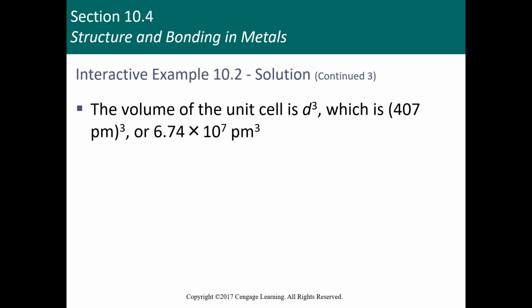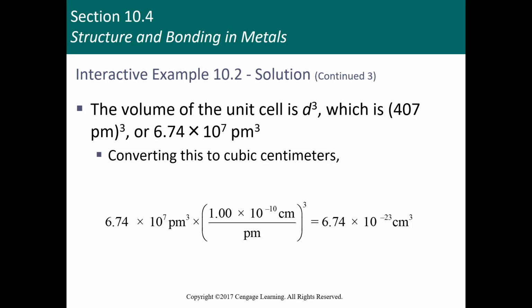All right, so our volume of a cube is the sides multiplied by each other, so d times d times d, or d cubed. So that's 407 cubed. That would give us 6.74 times 10 to the 7th picometers cubed. We can convert this to cubic centimeters. Cubic centimeters are the same thing as milliliters, and that's typically what you would use for a density. And so what we do is we need to convert this.